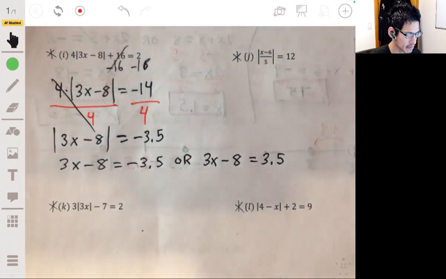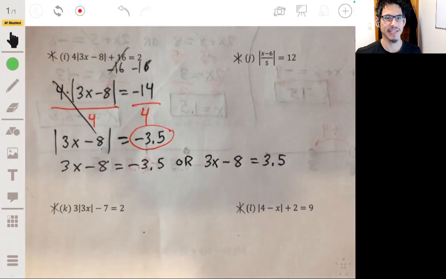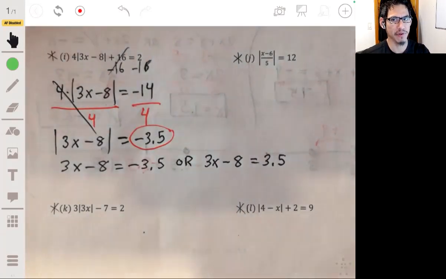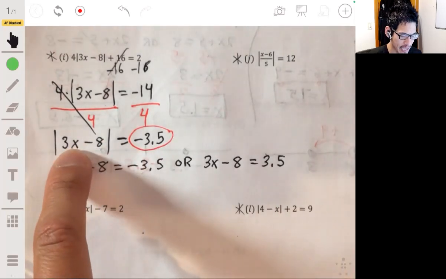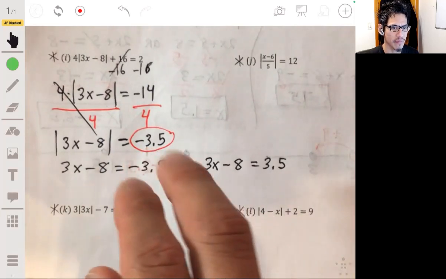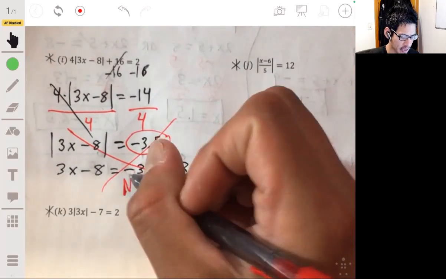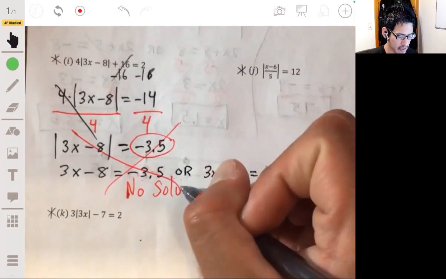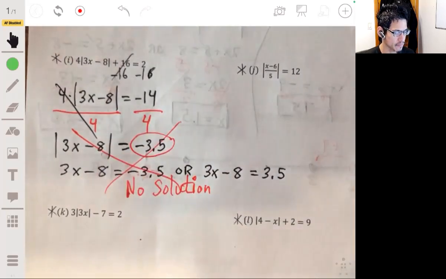By definition, absolute value has to be a positive number because we think of it like a distance, and in real life, we don't talk about distances as negative numbers. In physics, we'll have velocity, and that has a direction, so it could be negative. Anyways, here we have that the absolute value of 3x minus 8 is negative 3.5. Since it's like that, we don't even continue because that's not okay. There's not going to be a solution to this because absolute value cannot be negative. There are no values that'll make this true.